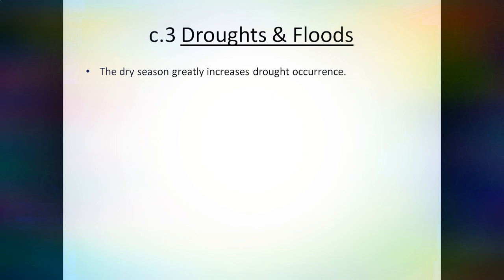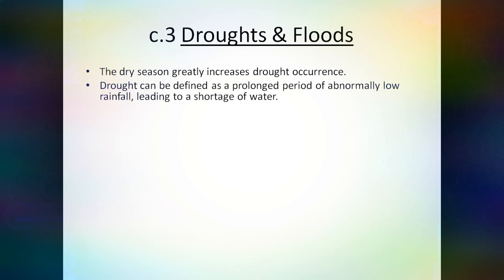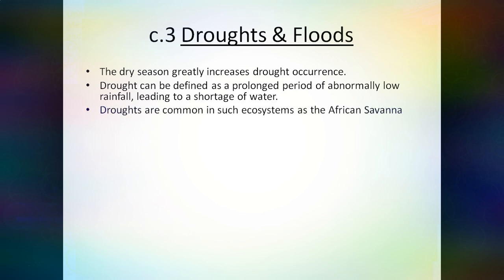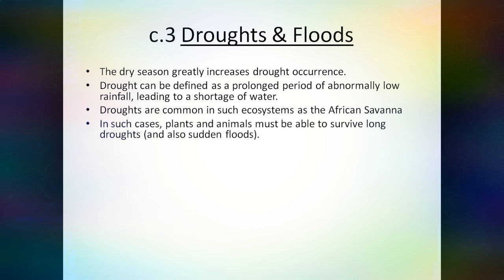The dry season greatly increases drought occurrence. Drought can be defined as a prolonged period of abnormally low rainfall leading to a shortage of water. Droughts are common in such ecosystems as the African savanna. In such cases, plants and animals must be able to survive long droughts and also sudden floods.